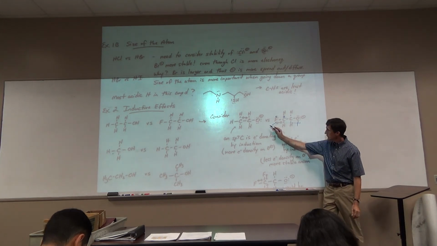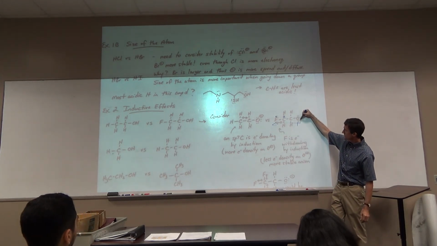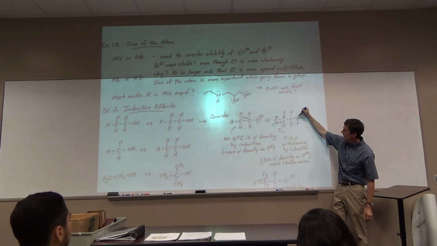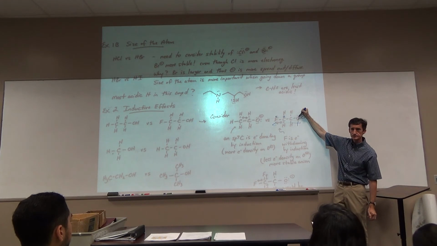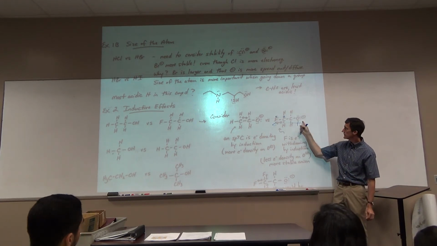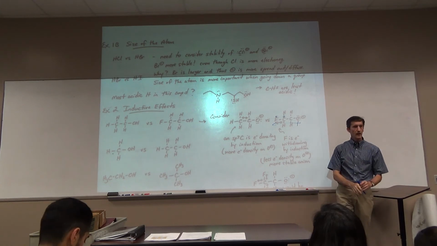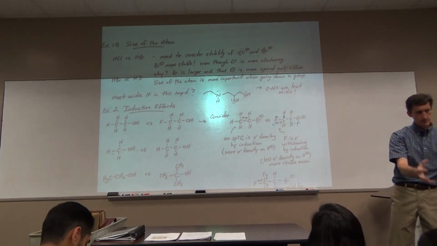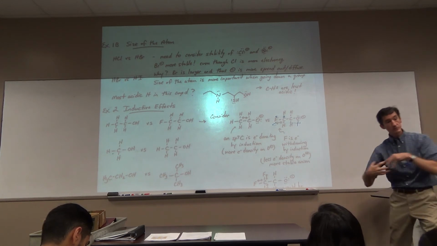So the F is pulling. What's that going to do to the stability of this O? It's going to make it more stable. Everything would prefer to be more neutral-like. Okay? If you've got a lot of minus here, how can I stabilize you? Pull minus away from you.